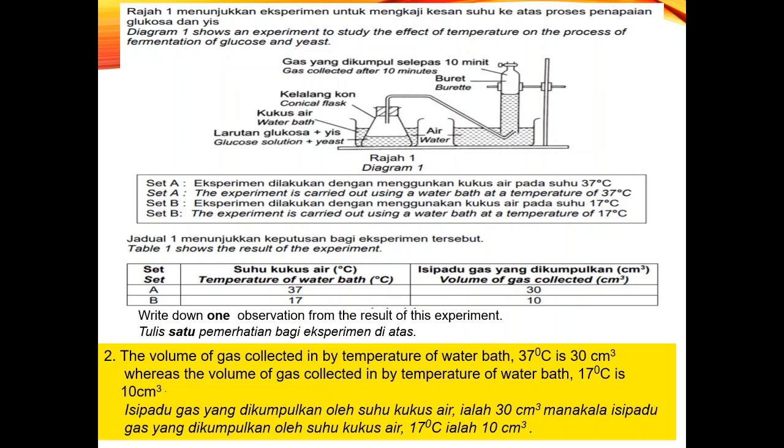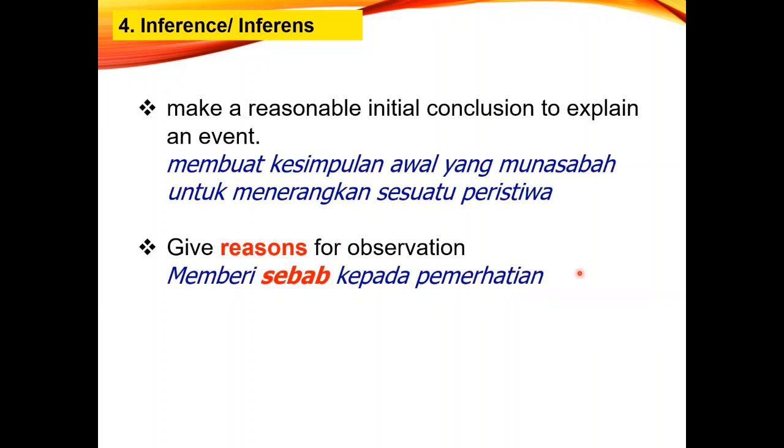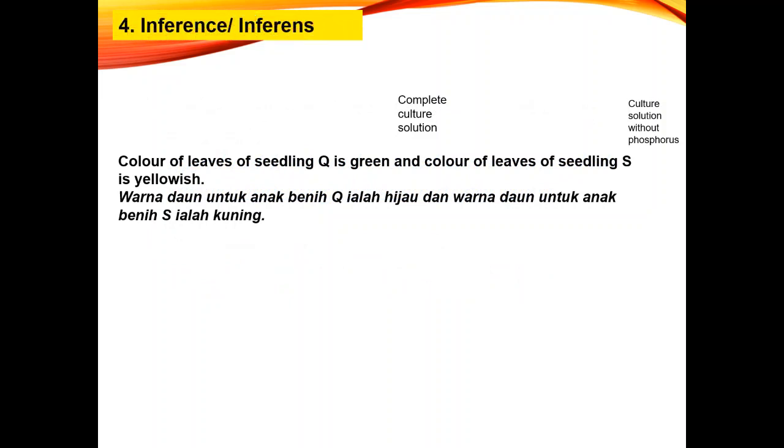Next, we move on to the next science process skill, that is the inference. So how to write the inference? Inference is actually referring to making a reasonable initial conclusion to explain an event. It means that you give the reason for the observation. Beri sebab kepada sesuatu pemerhatian. So example of the questions here.